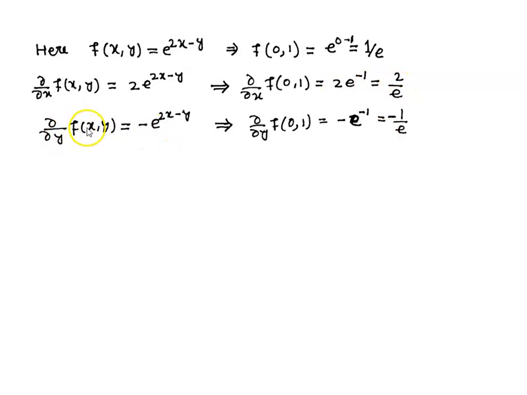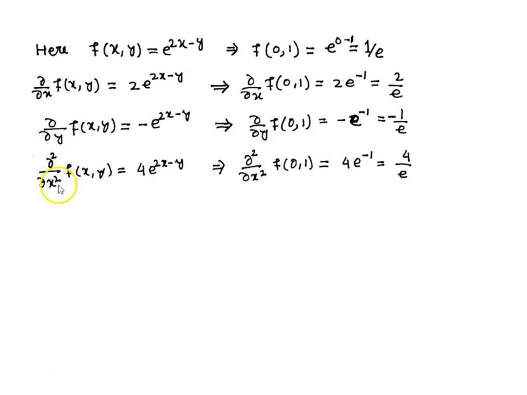Similarly, ∂/∂y of f(x,y) is −e^(2x−y), because e^(2x−y) is written as it is and the derivative of 2x−y with respect to y is −1. So −e^(2x−y). So at the point (0, 1), we have −e^(−1), which is −1 by e.